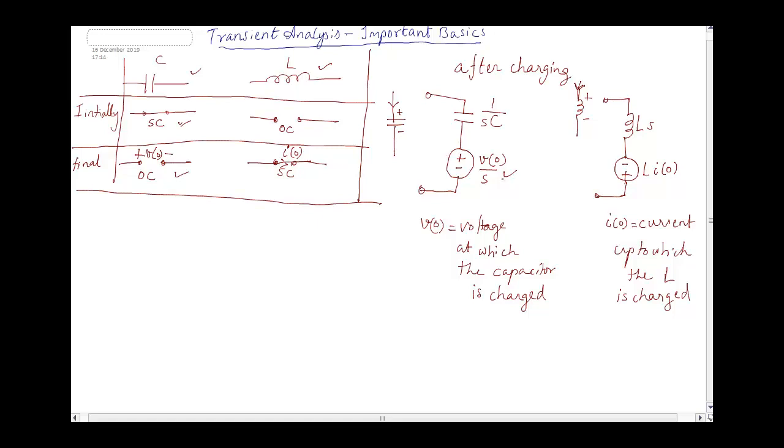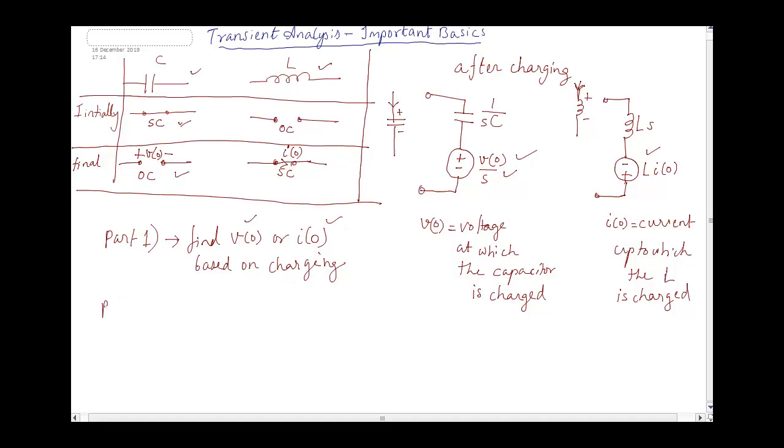Based on that value of voltage, you get the voltage to be added up with the capacitor, and with that current you get the voltage to be attached to the inductor. So whenever we have a problem, we do it in two parts. Part 1 is done to find out V naught or I naught, based on how much the capacitor has charged or the inductor has charged.